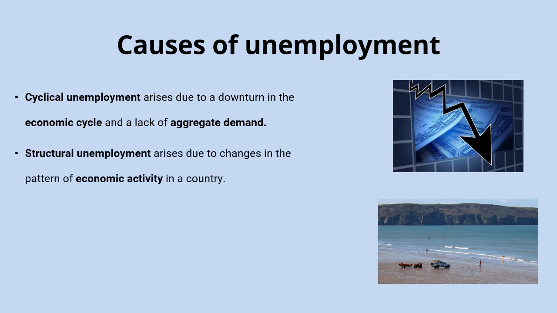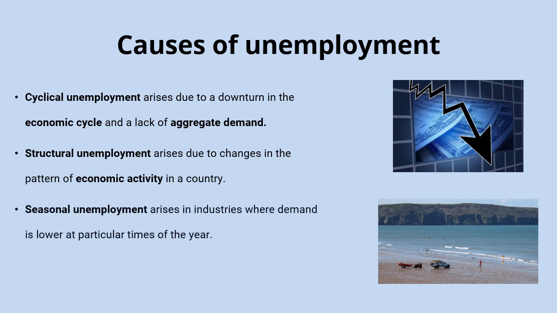Structural unemployment comes about because of changes in the pattern of economic activity in a country. And so in the UK, as we've shifted from a more industrial economy to one that's more service-based, there's plenty of examples of this structural unemployment. Jobs being lost in coal mining is just one of them. Seasonal unemployment is when industries have lower demand at particular times of year. And so that could be lower demand for lifeguards in seaside resorts during the winter, or possibly bar workers who won't be needed as much after a busy festive period over Christmas.